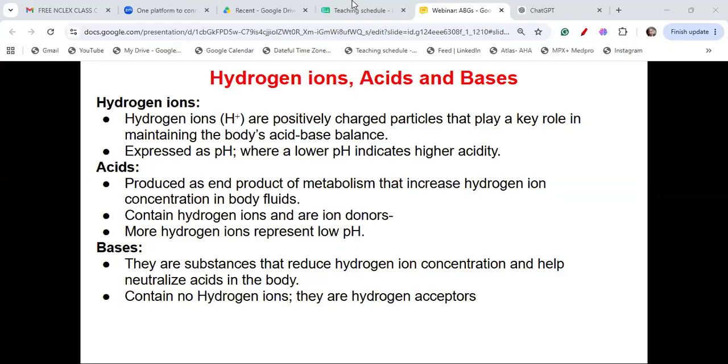And then you have the bases. These are substances that reduce hydrogen ion concentration and help neutralize acid in the body. They contain no hydrogen ions and therefore they accept hydrogen. This is basically just understanding. You're not likely to be tested on this. It's just a foundation for us to understand the ABGs. So where do we draw this blood from?